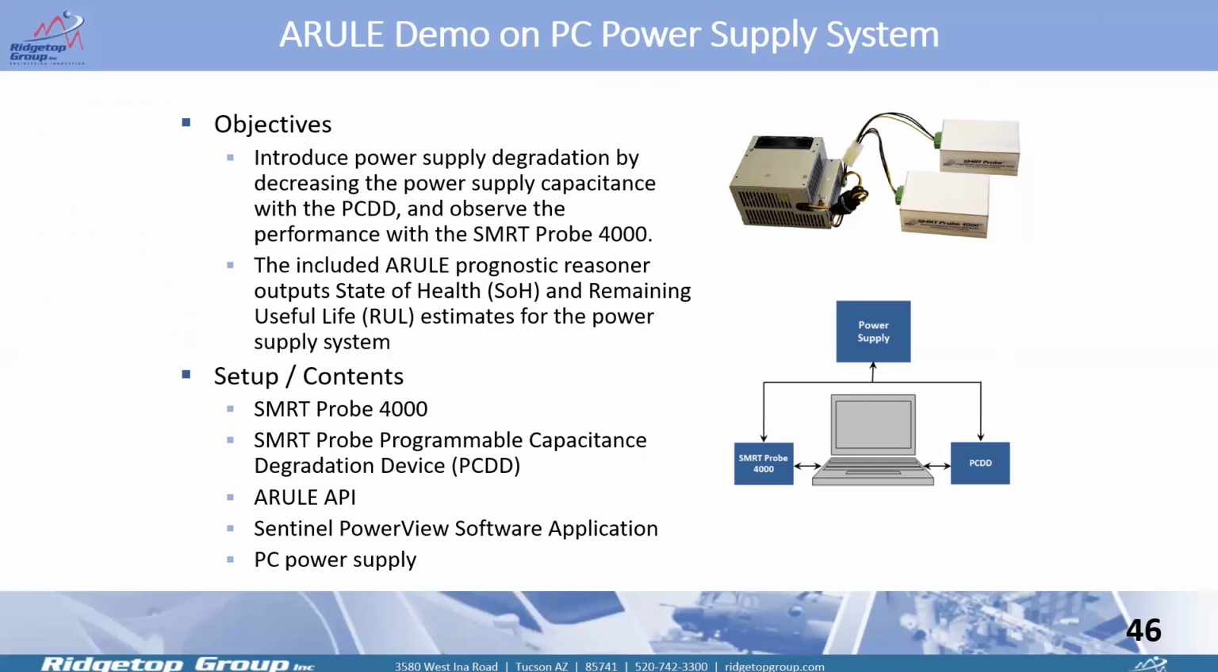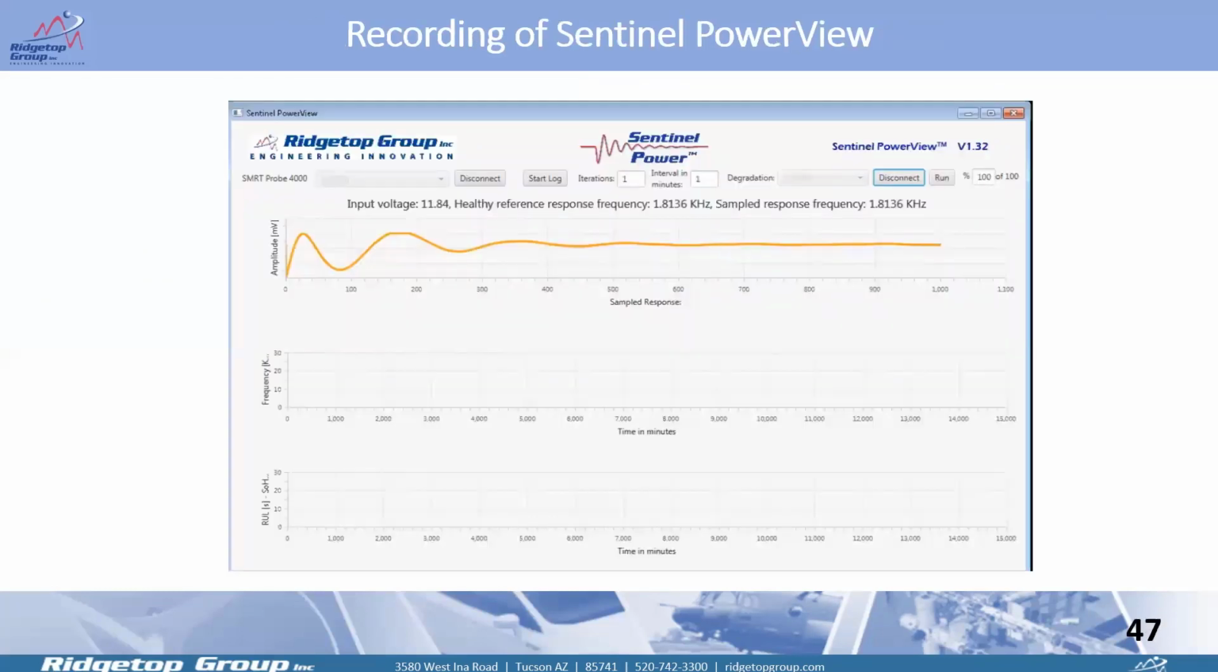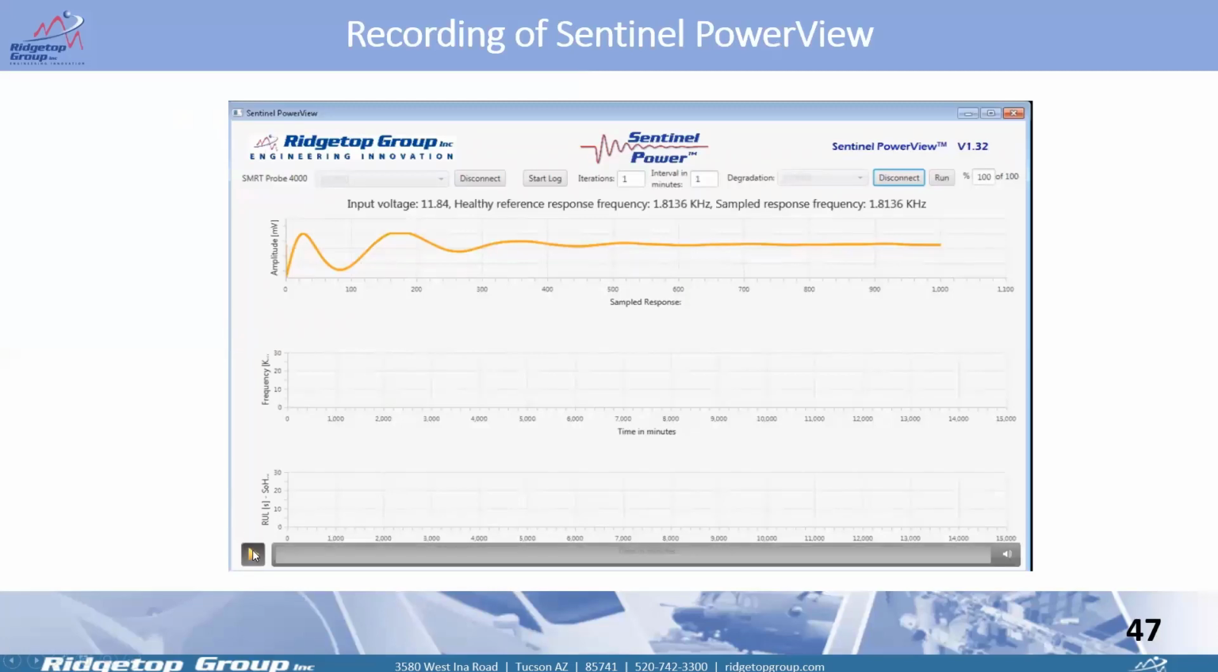As long as your input data sets or feature data sets are tied to a failure mode, you'll get meaningful estimates on that. So this particular demo is, again, what we'd call the embedded version. With that, we have the programmable capacitance degradation device, PCDD, the Smart Probe 4000, and a PC power supply system shown here hooked up to a laptop. This is an accelerated recording of the 7-minute demonstration.